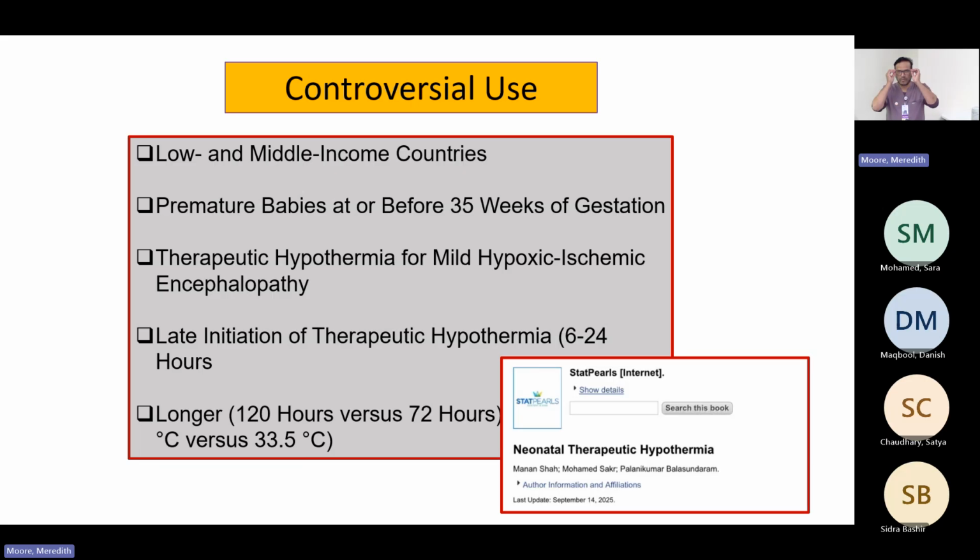By the NICHD, the deeper and longer is actually showing harm. So it shouldn't be controversial anymore today. It's worse if you go below 33.5, there's a higher mortality. If you go beyond 3 days, it's higher. So this may be controversial studies. Right, exactly. And that's what the article talks about.